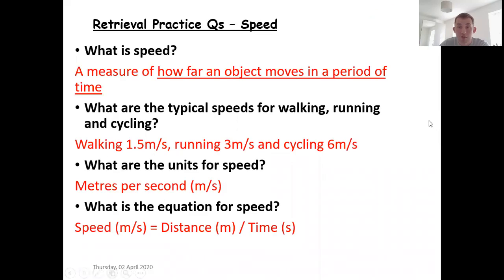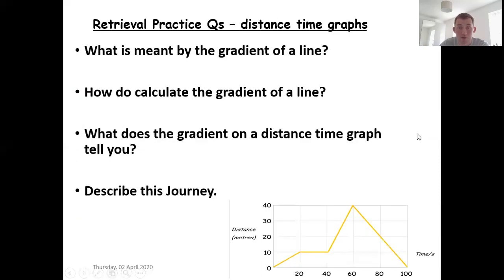So check your answers, how'd you get on? If you need a moment, pause now to revise. So lesson 2 was distance time graphs. Pause the video, off you go, what can you remember?